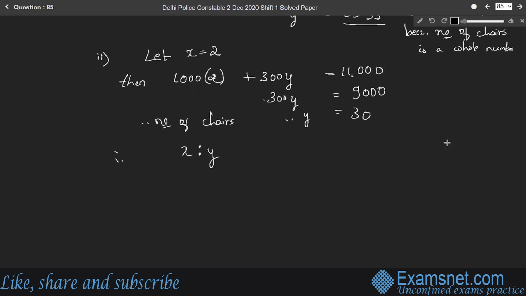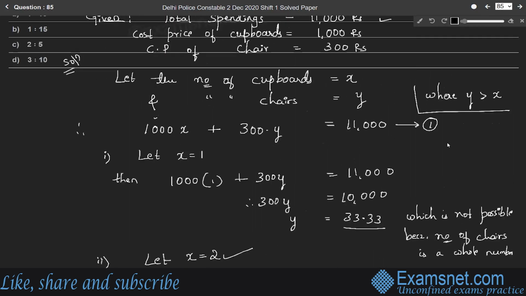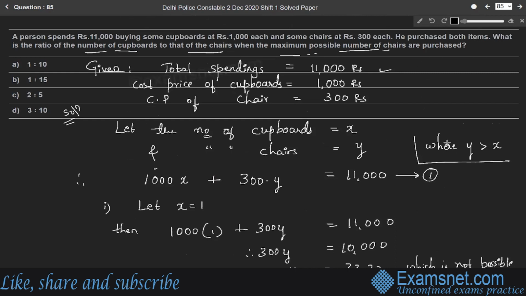So for X is equal to 2, if number of cupboards is equal to 2, number of chairs will be 30, which is equal to 1 is to 15, right? So the ratio of number of cupboards to that of number of chairs is 1 is to 15 when the maximum possible number of chairs are purchased. Hence option B.